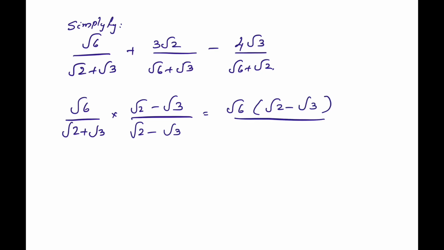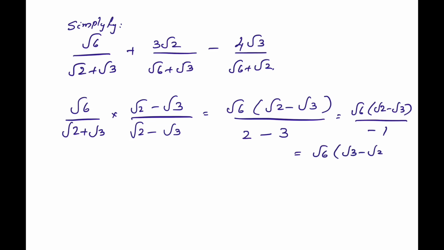So root 2 whole squared will become 2, minus root 3 whole squared will become 3. So this is equal to root 6 into root 2 minus root 3 by 2 minus 3, which is minus 1. So this can be written as root 6 into root 3 minus root 2. That minus 1 I have multiplied in the numerator inside the bracket. So root 2 minus root 3 became root 3 minus root 2, so that your calculation becomes much easier.